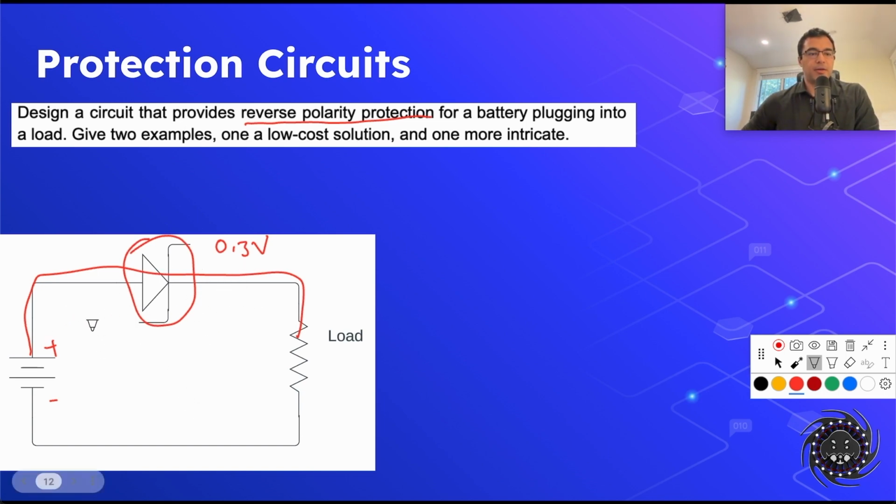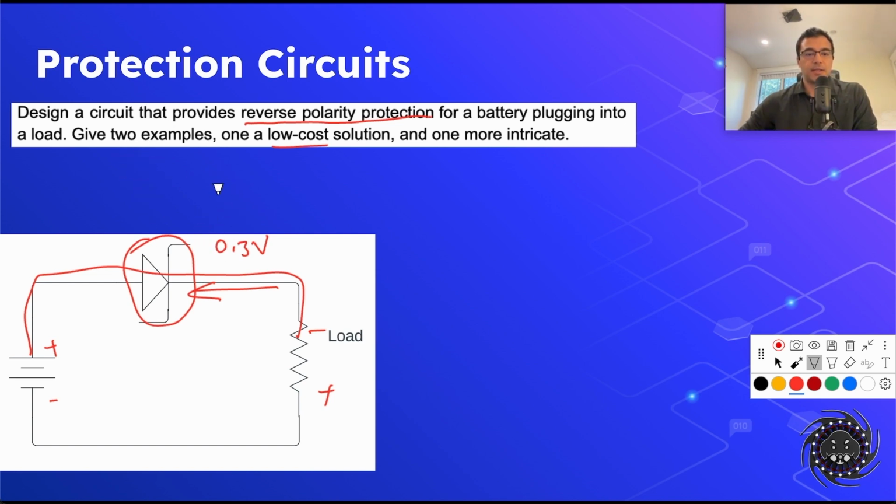If we plug the battery in the opposite way, current will not be able to flow in this direction and therefore won't be able to complete the closed circuit. Because of that, the load will not have a voltage drop across it and therefore won't be damaged. Now, this is a really low-cost solution because all you need is a single diode, and we know from previous lectures that diodes are super cheap.